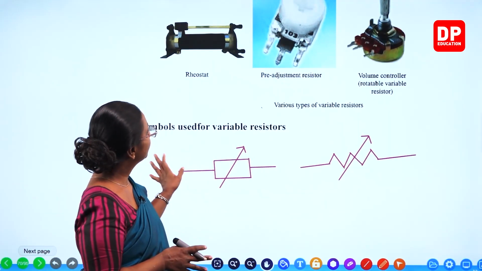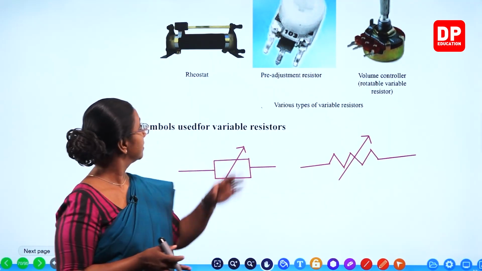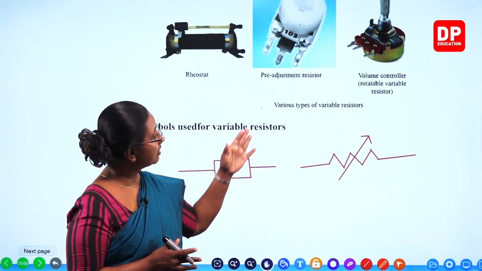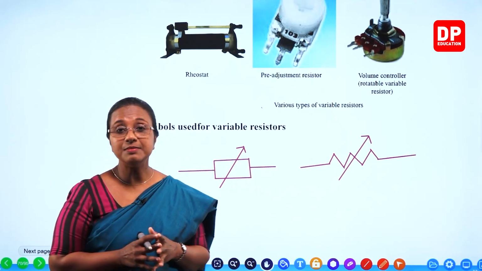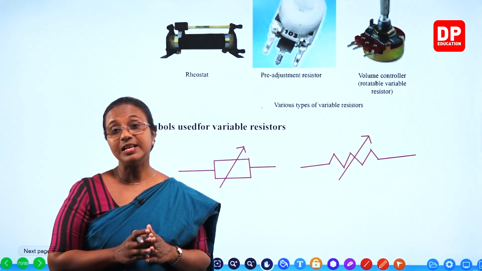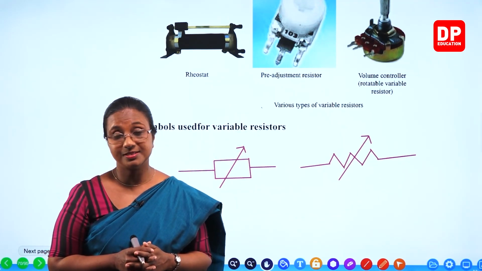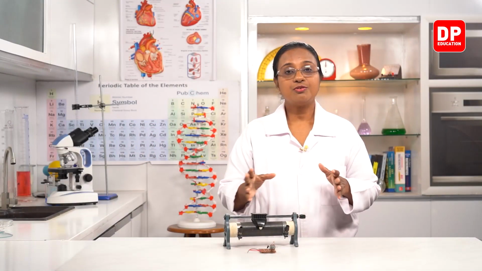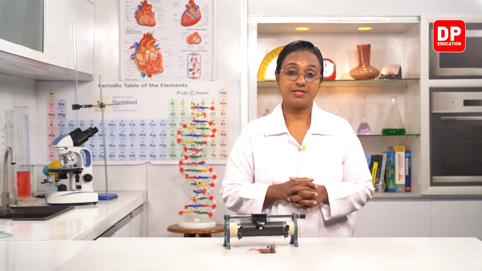Okay, students. So these are examples of variable resistors, the rheostat, pre-adjustment resistor and the volume controller. And these are the symbols that you can use in the circuit. Now we will go to the lab and have a look at some of these variable resistors. Okay, students. So now we will look at some examples of variable resistors.